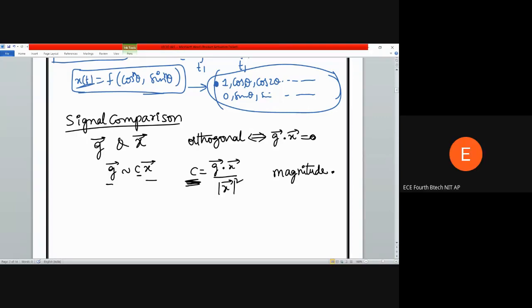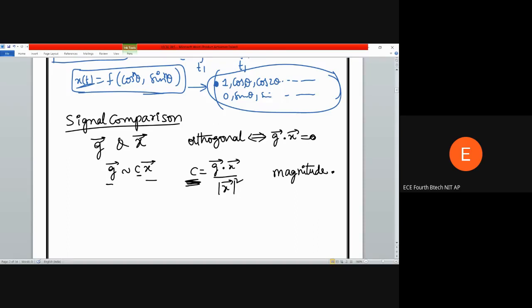The second thing, if I multiply the vector x bar by 2, let us assume, what happens? The numerator will be 2 and the denominator will be 4. So C will be reduced by half. So the similarity index, which we indicate by C, is a function of magnitude, and that's not what we would like to have, because even if you multiply it with some constant, that similarity index should not get affected.